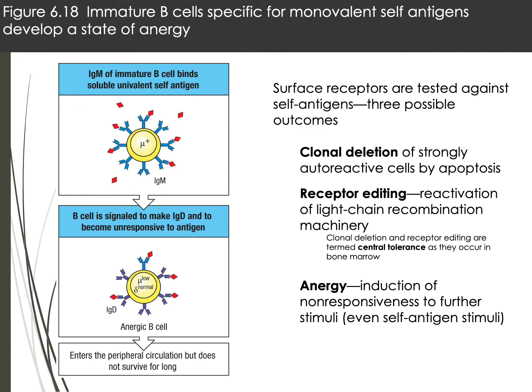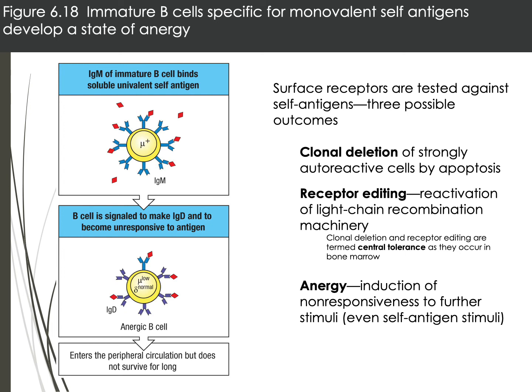Now, another possible outcome can be that the cell will become anergic. So if the immature B cell is able to recognize self-antigen, the B cell is going to signal so that it will make IgDs instead, and that actually will signal it to become unresponsive to the antigen. It can go out into circulation, but it's not going to live long because it doesn't respond, it doesn't do anything. So anergy is where it's non-responsive, so it's still alive, but by all markers and standards it hasn't gone into apoptosis, but it's not able to respond to it.